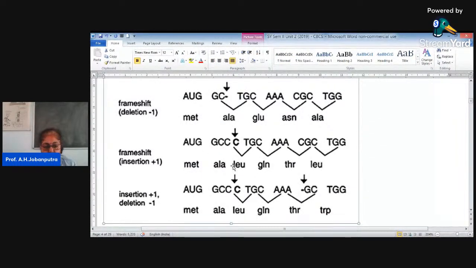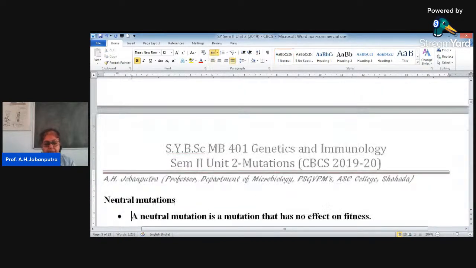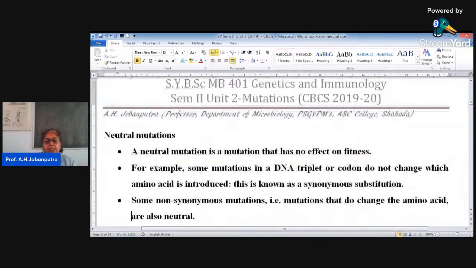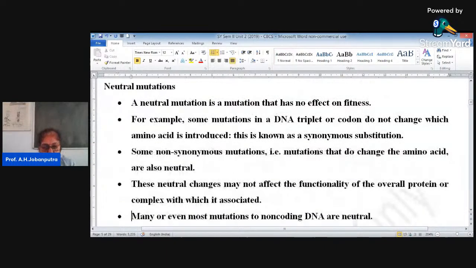So like there is deletion here, insertion can also be there. So here again, wherever insertion has taken place, from there the whole reading frame has changed. Neutral mutation, a mutation which does not affect the organism in any way, is known as neutral mutation.